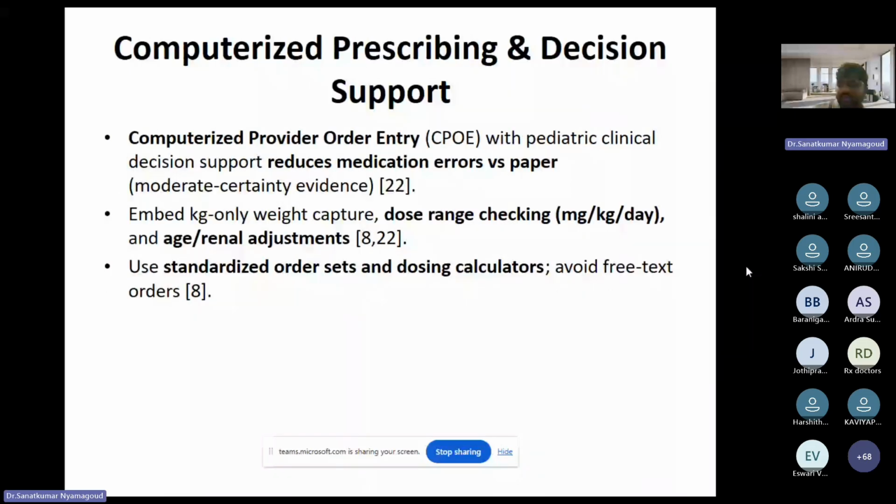So till now I discussed the problems which we are facing. Now let us discuss how well we can avoid this. There are multiple ways to avoid this. There is something called computerized prescribing and decision support. Anything we write, we should write in computer prescribing format.